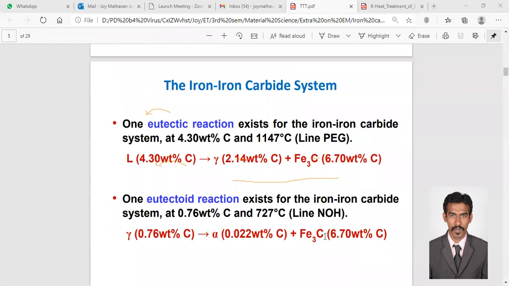Now you see these two words, Eutectic and Eutectoid, right? When I showed these words in the previous slides, I told you not to worry. Now we will see what this Eutectic and Eutectoid are. These are just two terms. One eutectic reaction exists for the iron-iron carbide system at 4.3 weight% carbon and 1147 degrees Celsius.